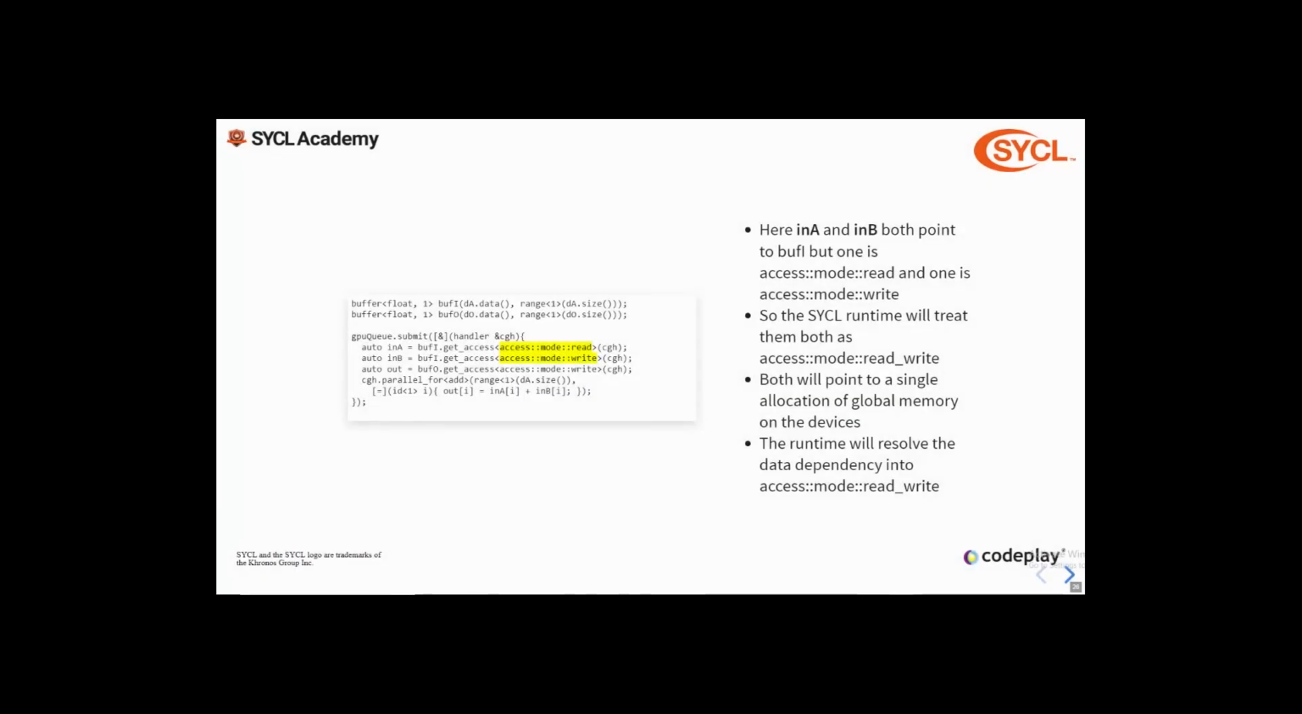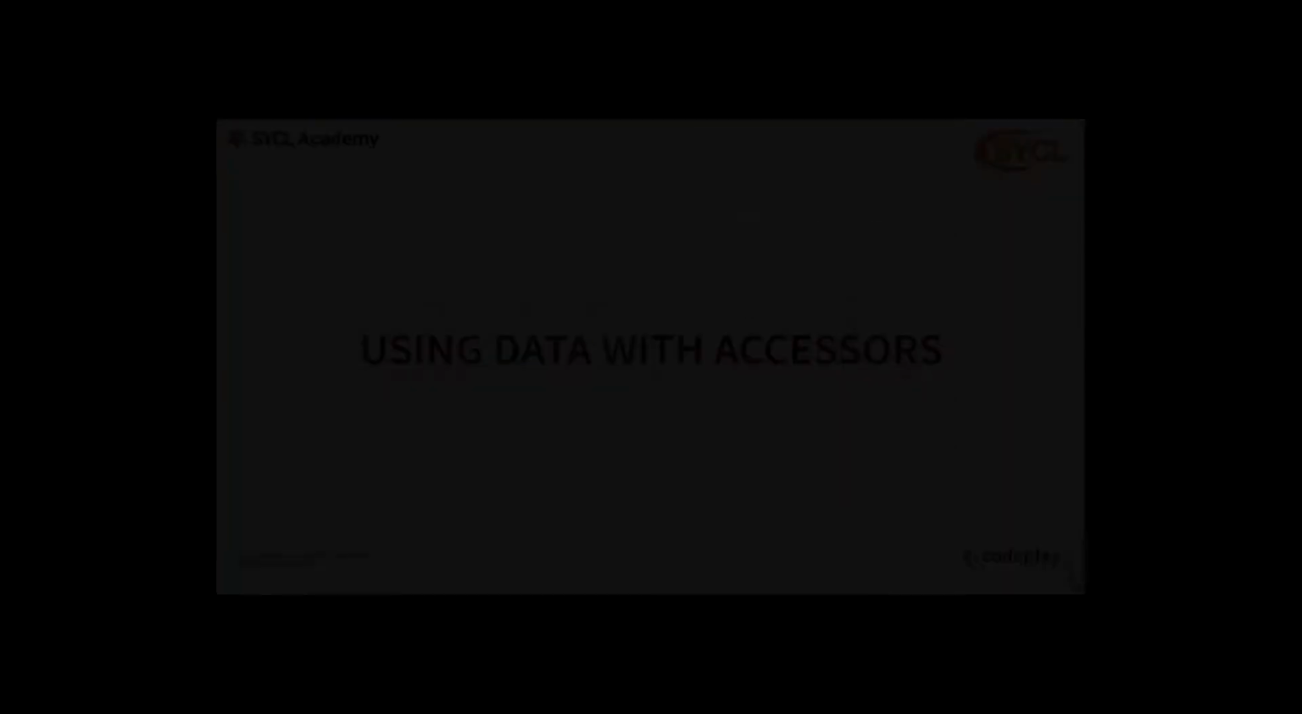Here we have an example of this. We have two accessors here, in A and in B, which both access the same buffer, buff I. One is read and one is write. Both will point to a single allocation of global memory, but the command group will resolve these two accessors into a single dependency of read-write.